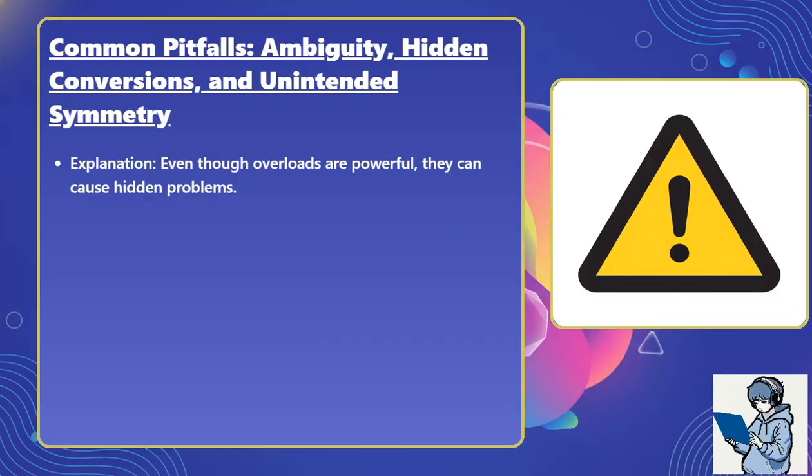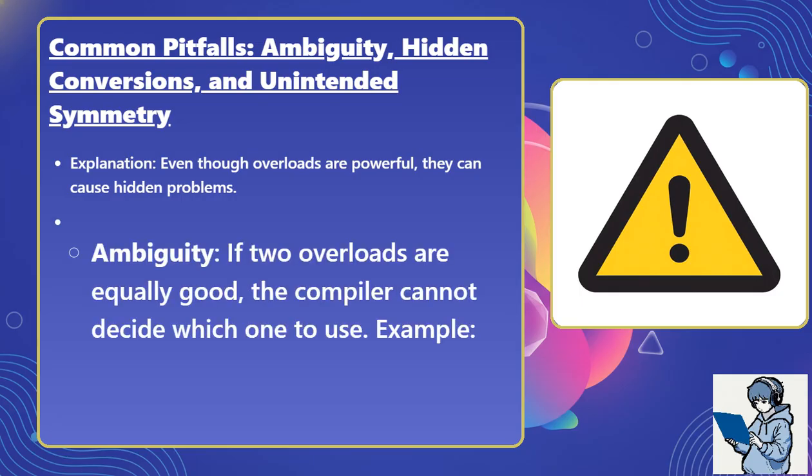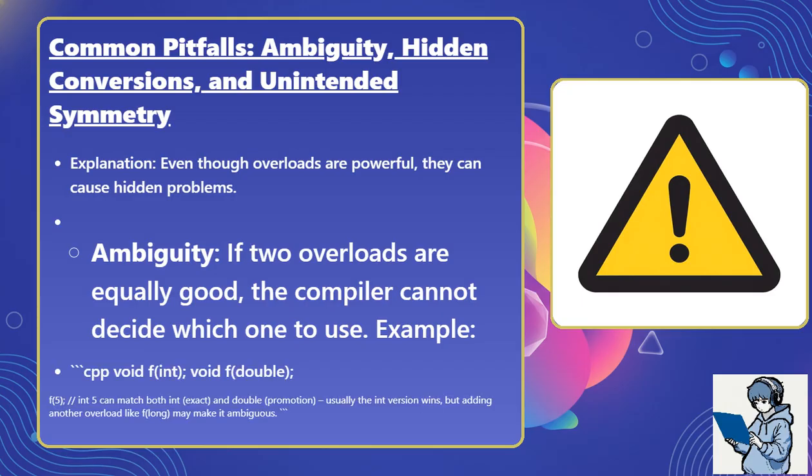Explanation: even though overloads are powerful, they can cause hidden problems. Ambiguity: if two overloads are equally good, the compiler cannot decide which one to use. Example: void f(int), void f(double), f(5). Comment: int 5 can match both int exactly and double by promotion. Usually the int version wins, but adding another overload like f(long) may make it ambiguous.